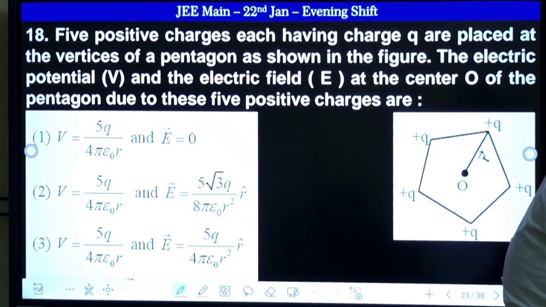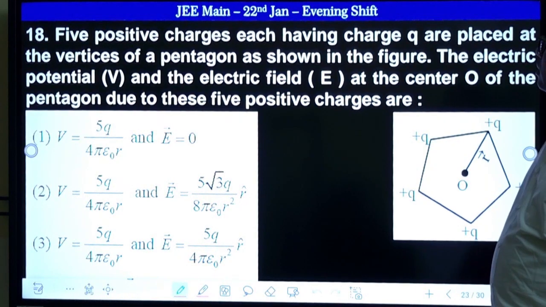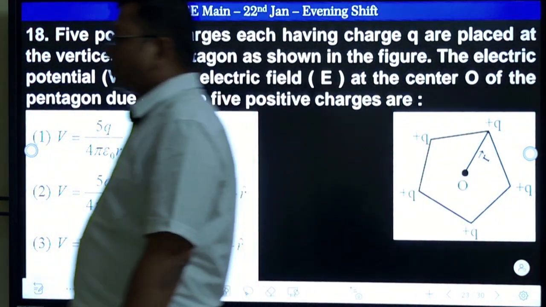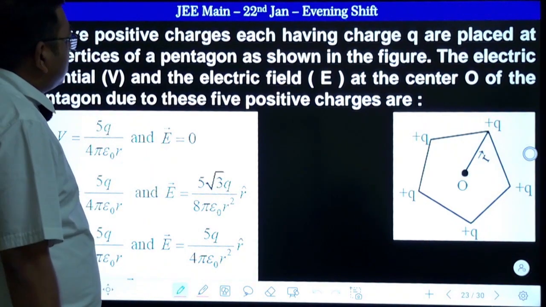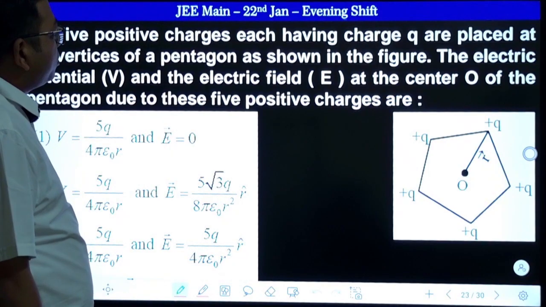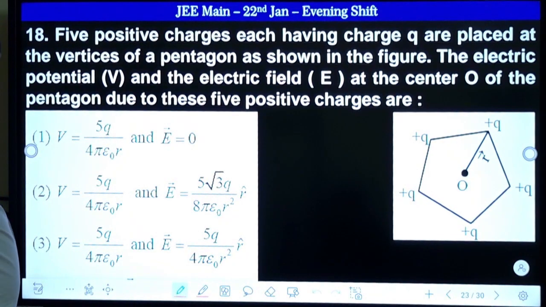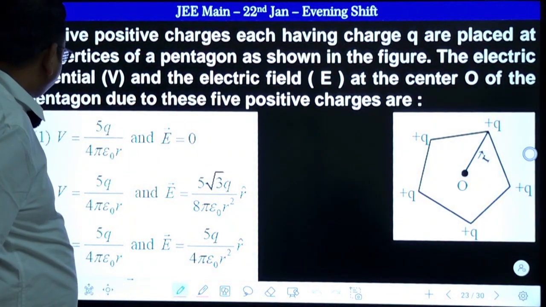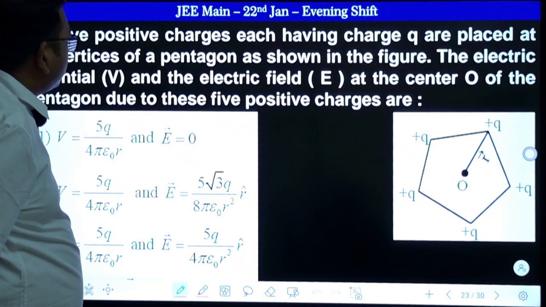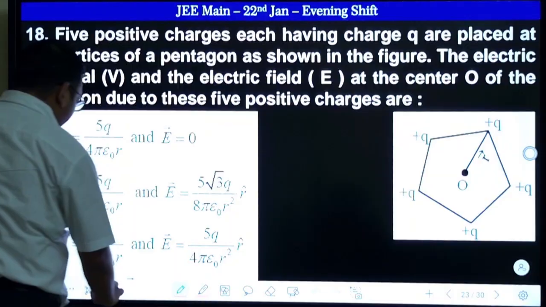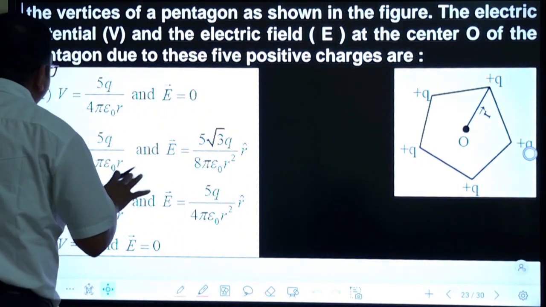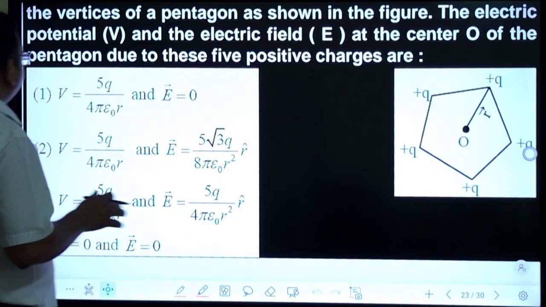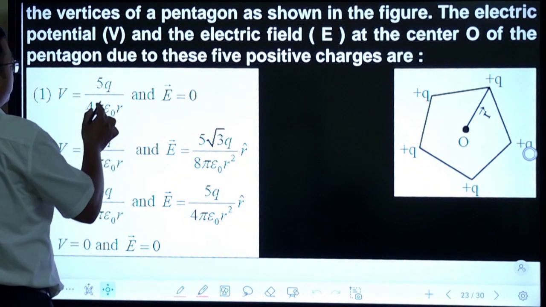Five positive charges, each having the same charge, are placed at the vertices of a pentagon. Find the electric potential and electric field at the center of the pentagon due to these five positive charges. Electric field we need to calculate, potential also we have to calculate. Potential simply adds as a scalar quantity, kq by r, so five times kq by r.